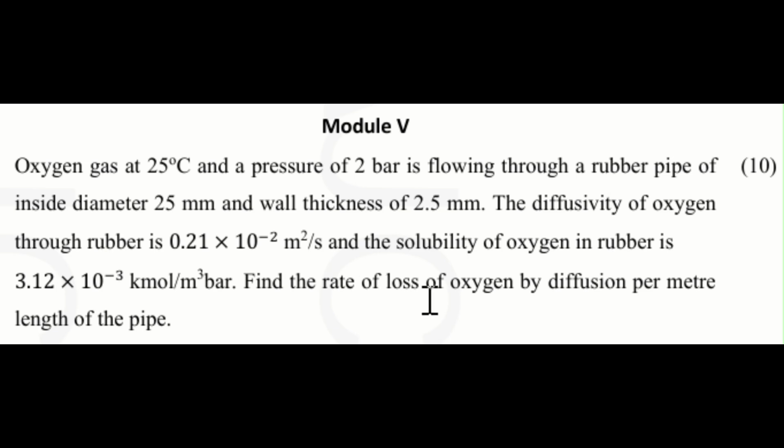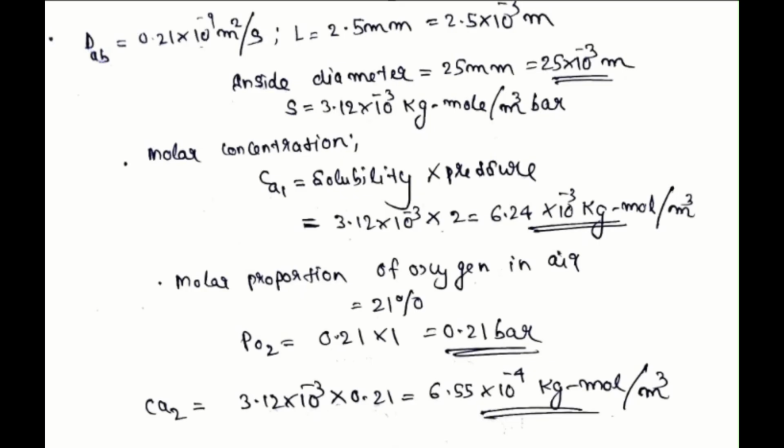We have to determine the rate of loss of oxygen by diffusion per meter length of pipe. That means the rate of loss of oxygen; we have to find the mass flow rate. So let's look at how to solve this problem.